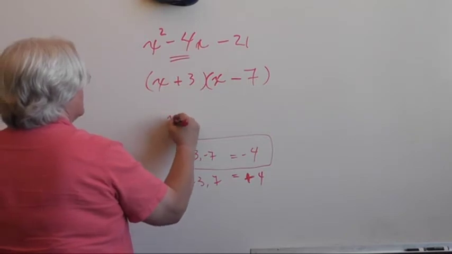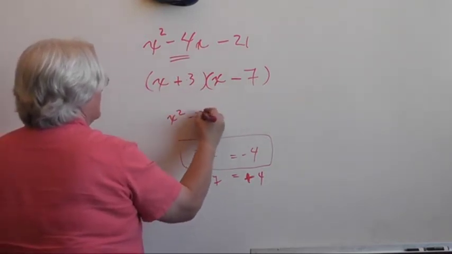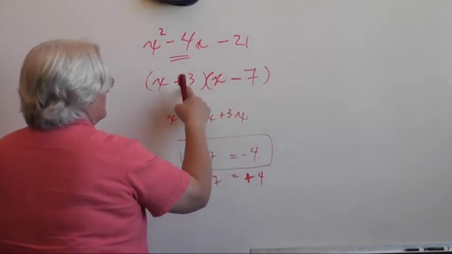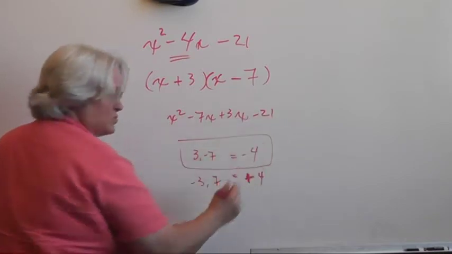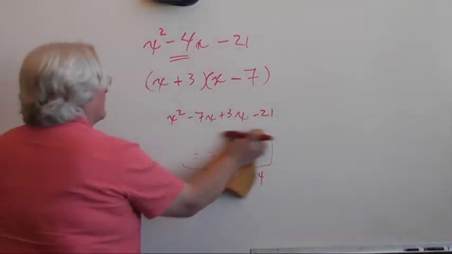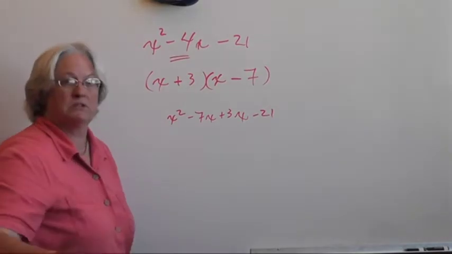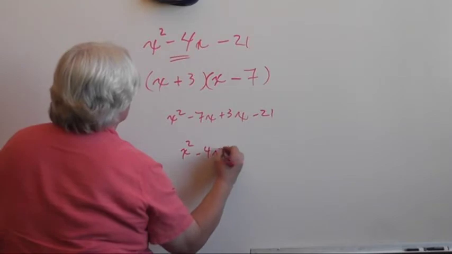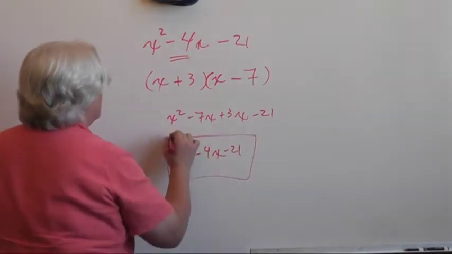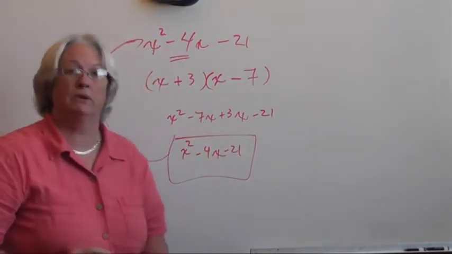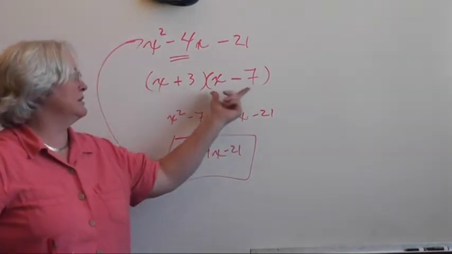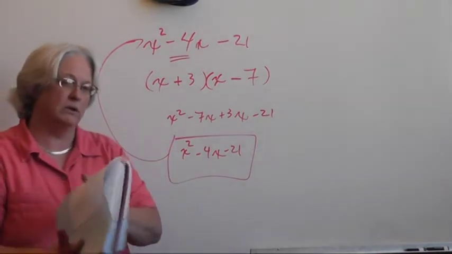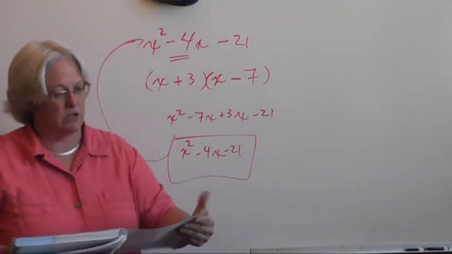X times x is x squared. X times negative 7, negative 7x. 3 times x, plus 3x. Plus 3 times minus 7 is minus 21. And then we combine those two x terms, so we have like terms: x squared minus 4x minus 21, which is our original problem. So our factorization, x plus 3 times x minus 7, is correct. And that's what you need to do to factor these trinomials.